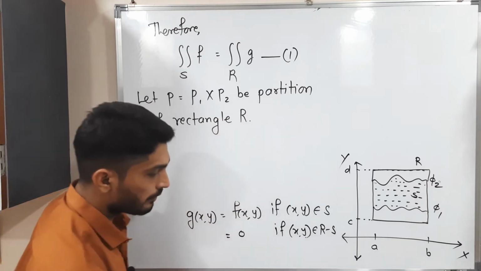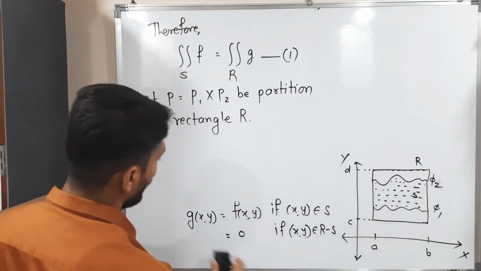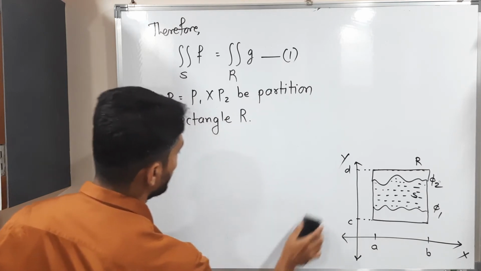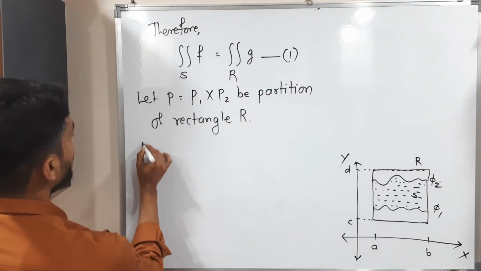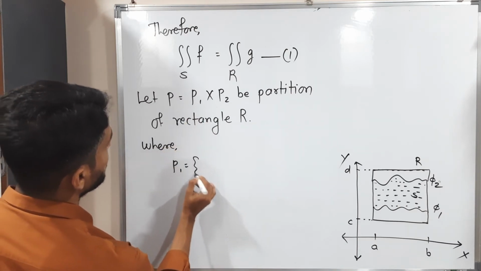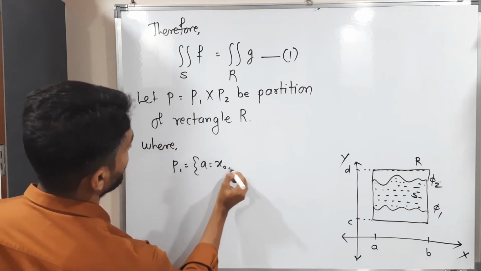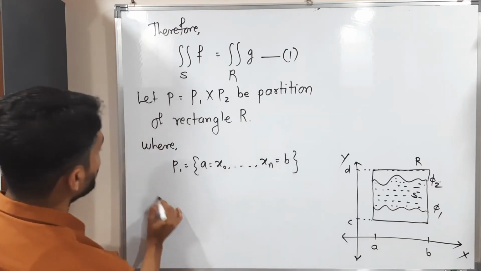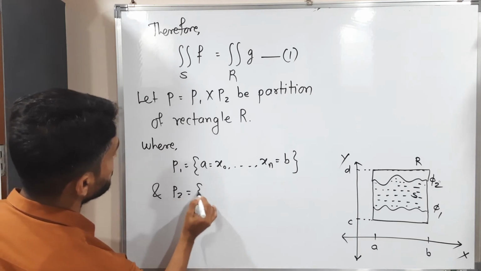This thing is not required, let me remove it. Already taken its screenshot also. So let us go further. Here, P1 means what? P1 means a partition of AB. And P2 means a partition of CD.